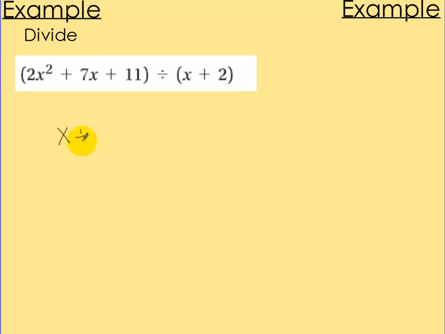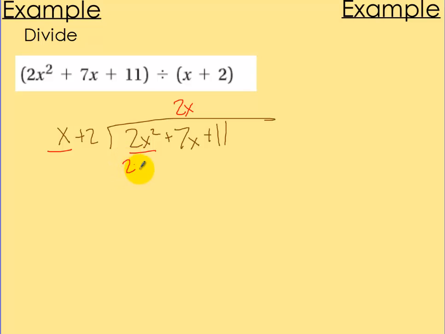Okay, so I'm going to set this up. X plus 2, 2x squared, plus 7x plus 11. So dividing, you're always looking at the left term right here and comparing it to this. So x times what is 2x squared? It's going to be 2x. 2x times that is 2x squared. 2x times 2 is 4x. Subtracting all that, these cancel. 7 minus 4 is going to be 3x. Drop down the plus 11.